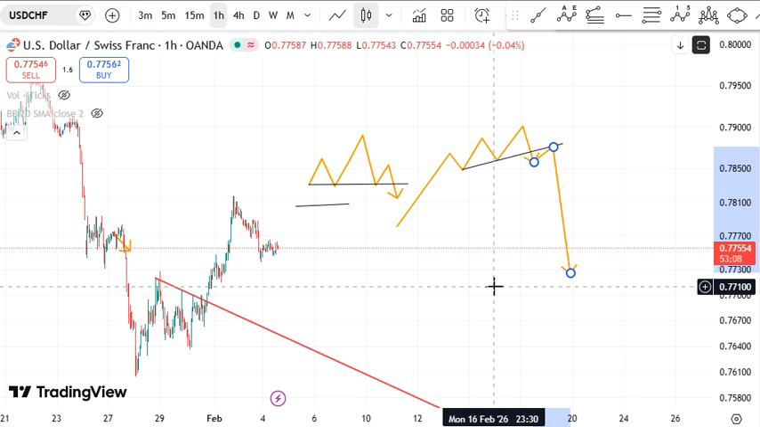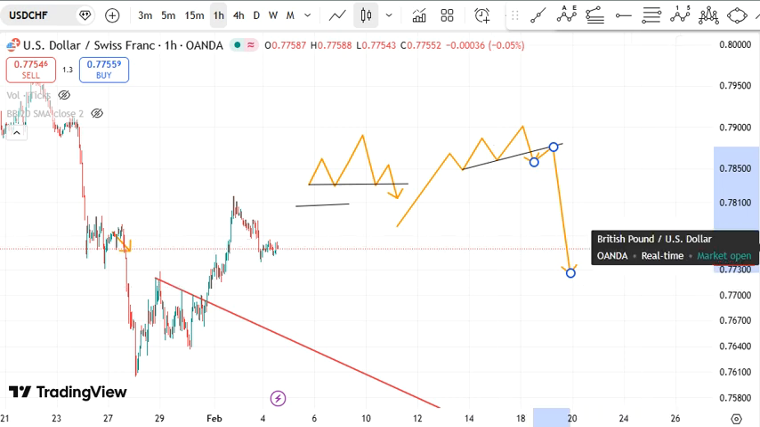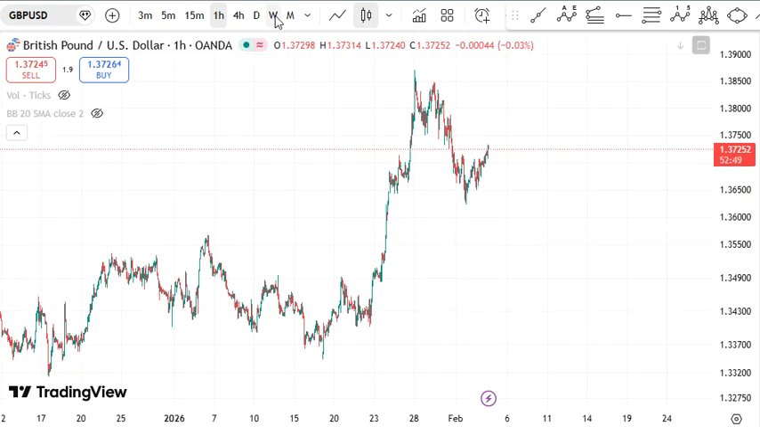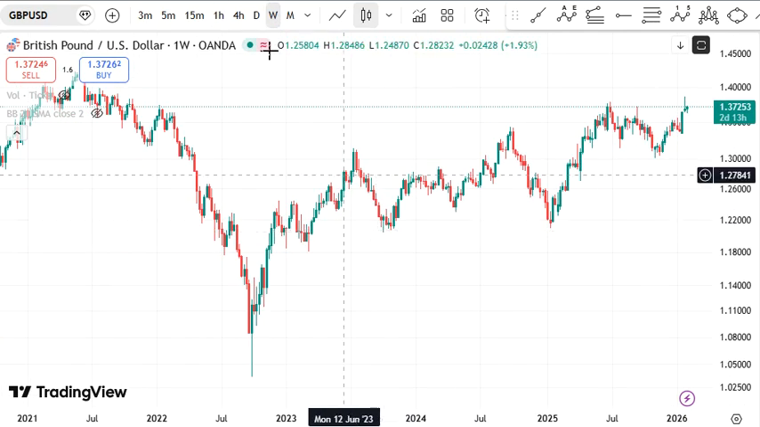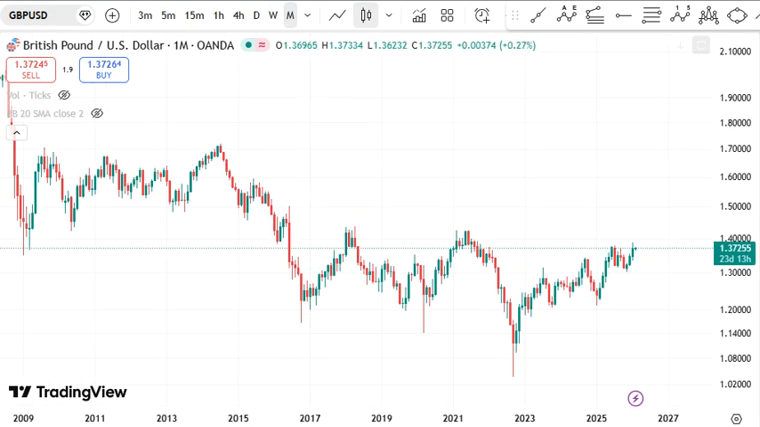This also works in the Indian market, it also works in the crypto market. There is one strategy in the crypto market I will tell you later. But let's see USD JPY, GBP USD. This is a weekly time frame. Let's go into the monthly time frame. As you can see in the monthly time frame, there is a resistance.